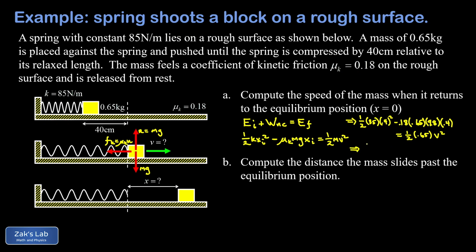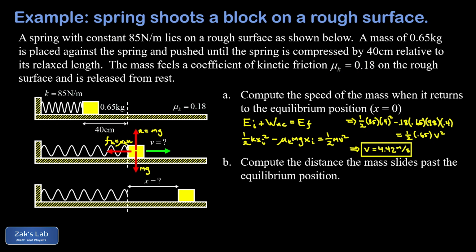Now you can handle this all at once in your calculator by just smashing all those numbers on the left side of the equation, and then multiplying by 2, dividing by 0.65, and square rooting the result. And when I run the numbers on this to 3 significant digits, I get 4.42 meters per second.